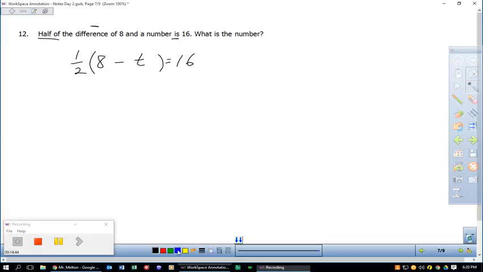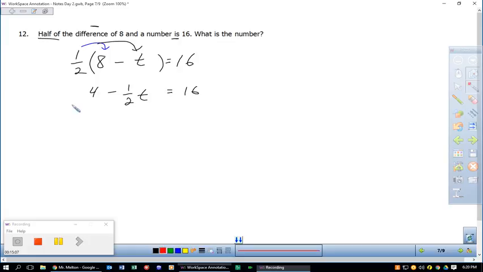Alright, so let's distribute 1/2 times 8, which is 4, minus 1/2 times t is minus 1/2 t, equals, we'll bring our 16 down. Notice that 1/2 does not affect that 16 at all. It only affects what's right next to this parentheses that it's just right up next to.